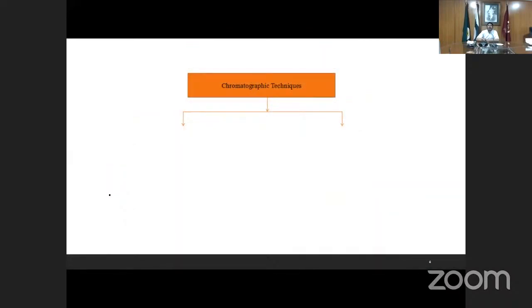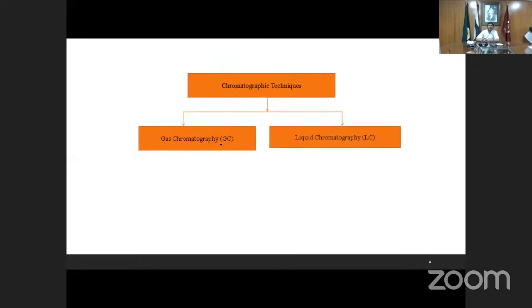Okay, the chromatography technique is divided into two big groups. One group is gas chromatography, and another is liquid chromatography. Both gas chromatography and liquid chromatography are used in analytical separation, for the pharmaceutical industry, for the environmental industry, for any kind of space.